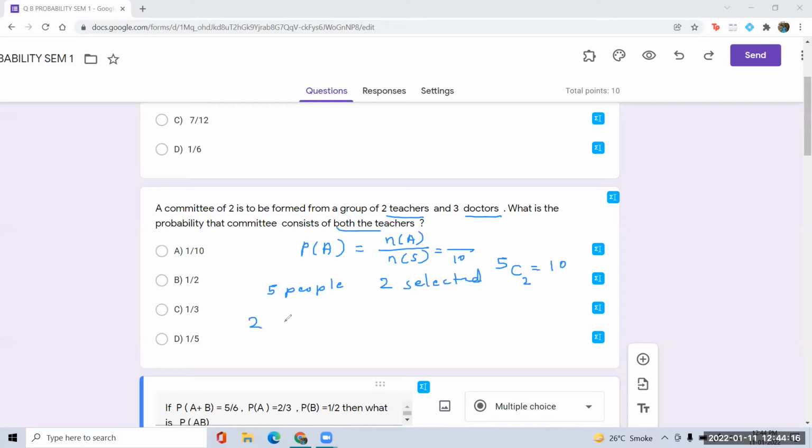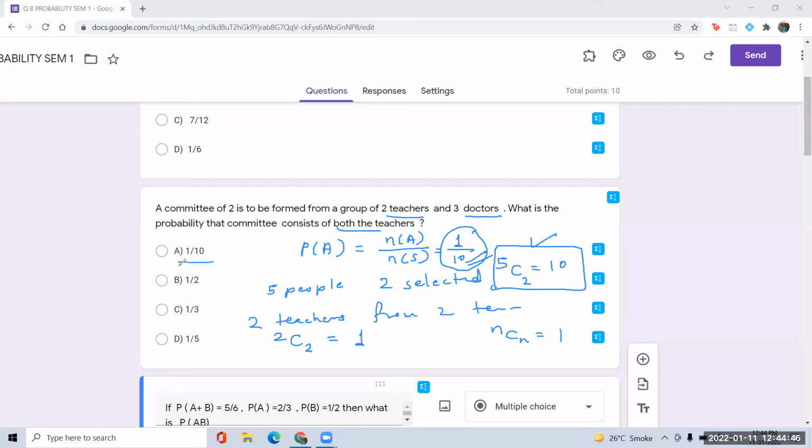Now 2 teachers from 2 teachers can be selected in 2C2 ways, which is 1 because NCN is 1. And therefore here the numerator is 1. And so the answer is 1 upon 10. No difficult calculations over here. Only 5C2 is 10 can be calculated by using NCR formula. So the correct answer is 1 by 10.